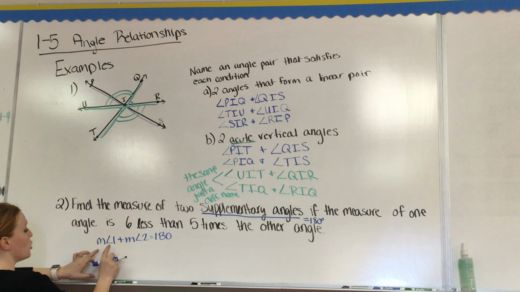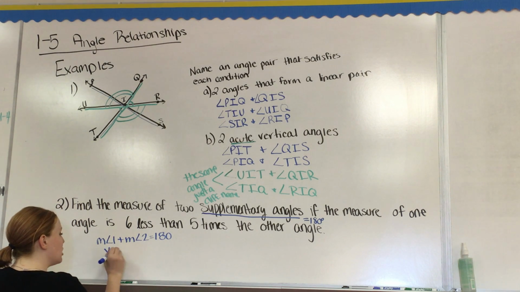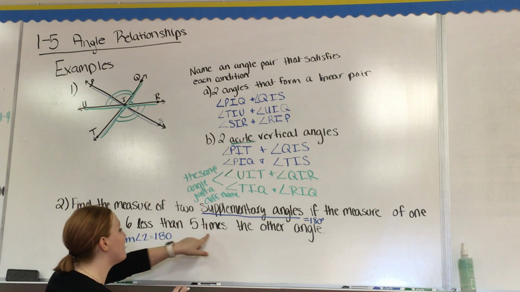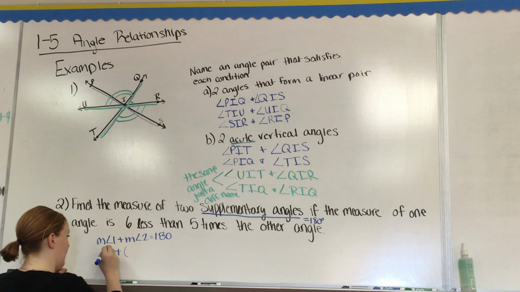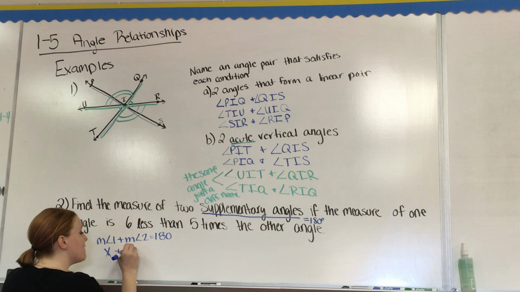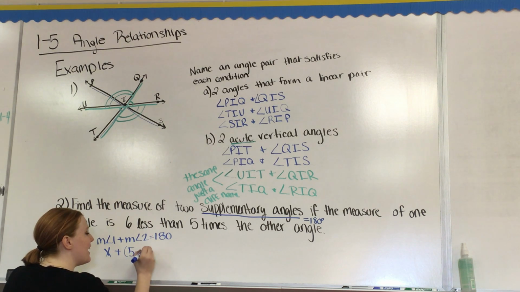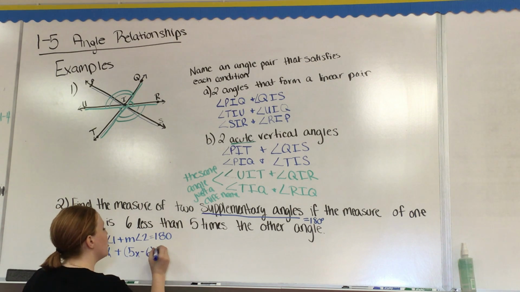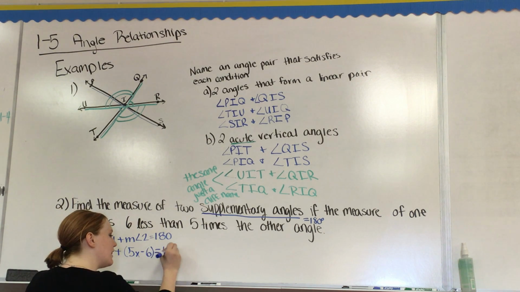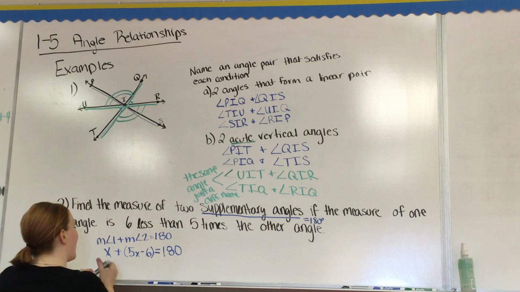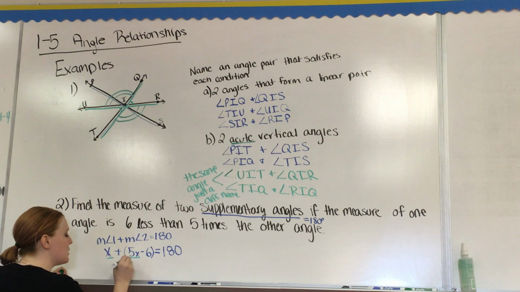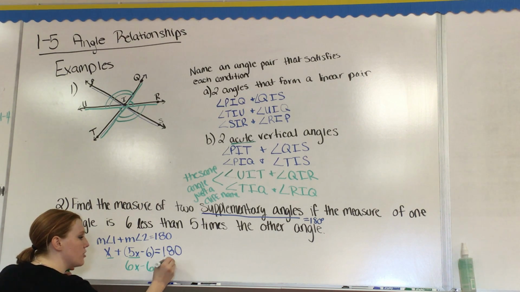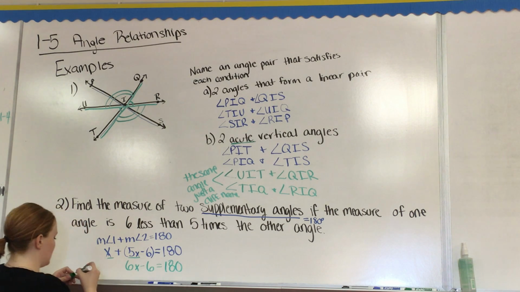Okay, so we know that the measure of angle 1 is just going to be plain x. And then the other angle is 6 less than 5 times this angle, okay? So we have 5 times one angle and 6 less. So 6 less than 5 times the other angle. And this is going to equal 180 degrees. We combine like terms, so we have x's here, so we get 6x minus 6 equals 180 degrees.